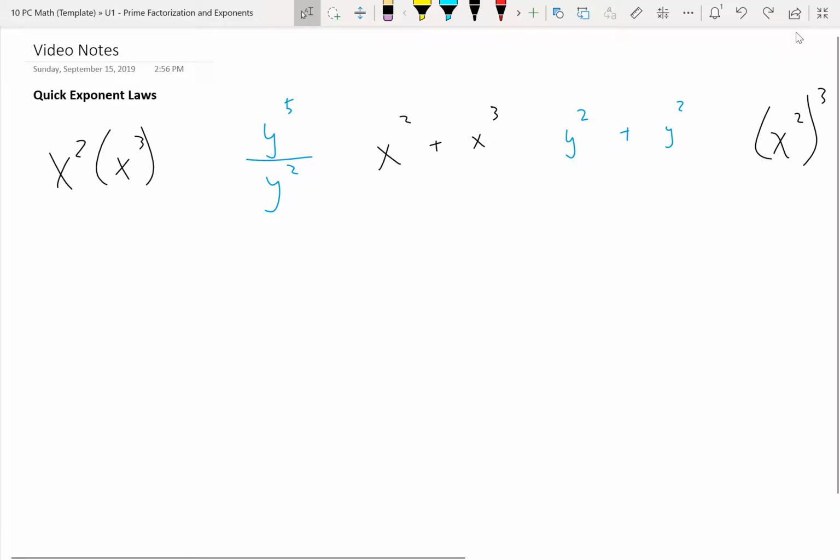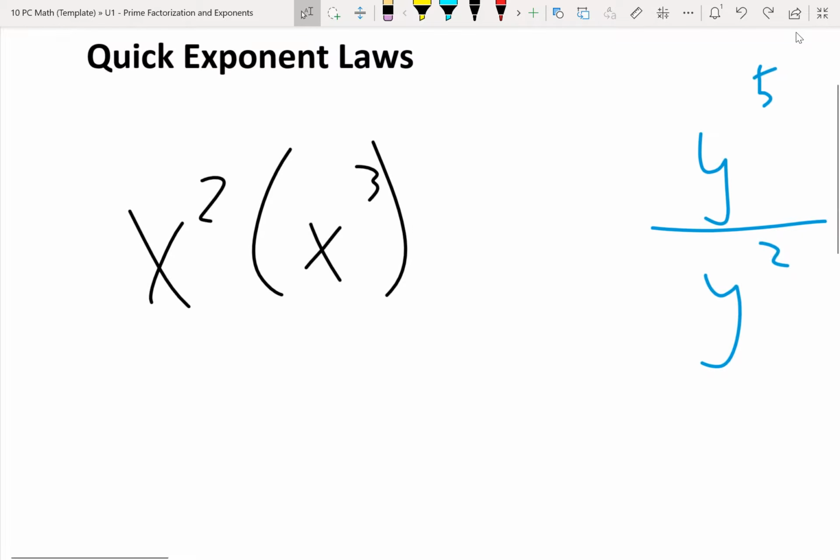So I want to quickly go over the exponent law basics. There's other videos that go in much more detail showing it. I'm going to quickly run through them just so you can get a reference. So first one is when we're multiplying exponents.